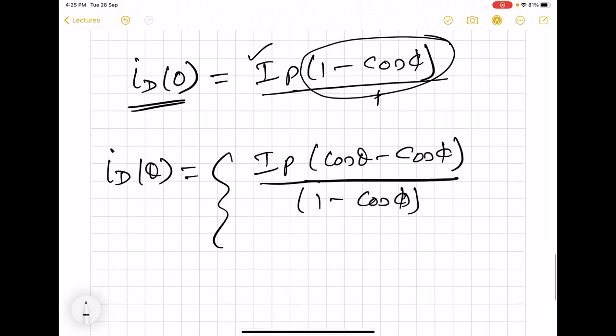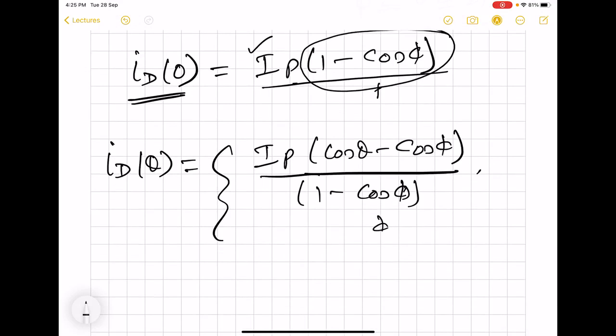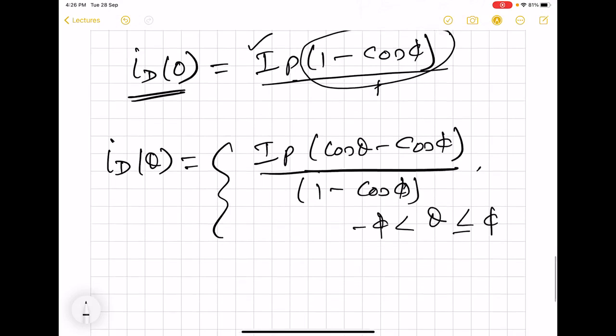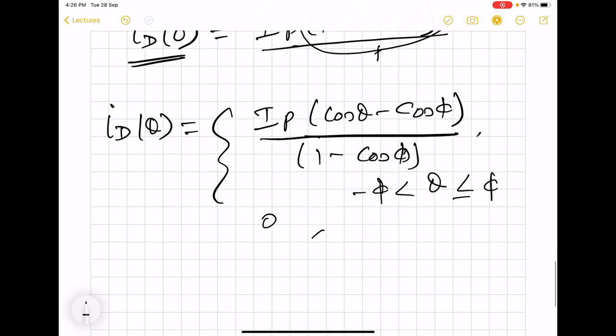So we are dividing it to cancel out the effect. And of course 0 for the remaining region.